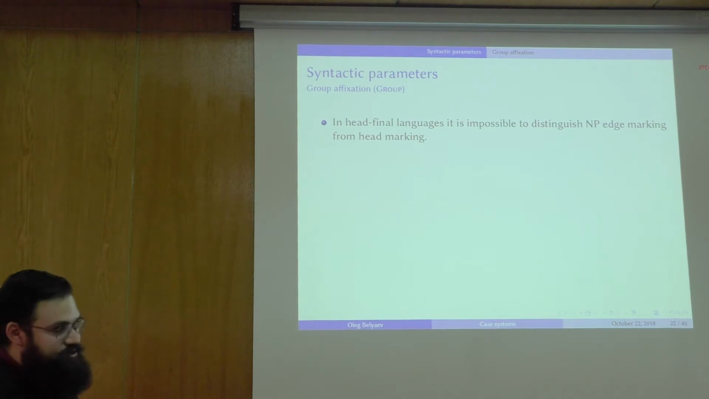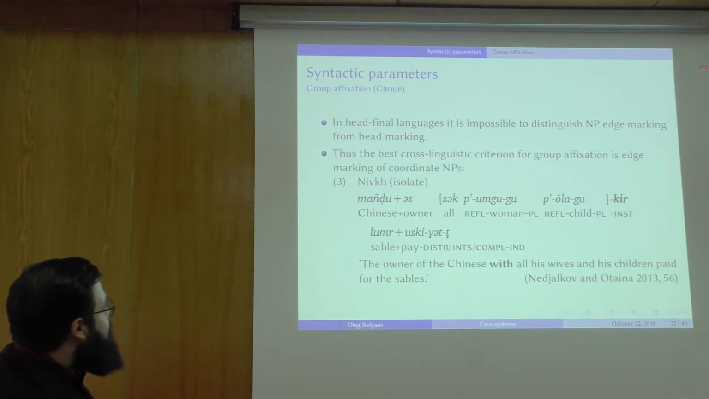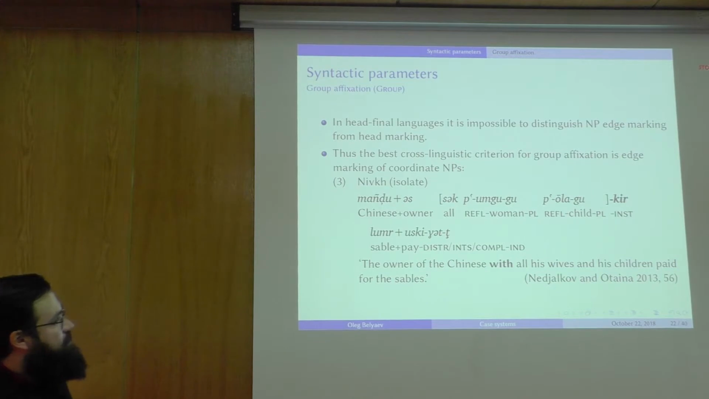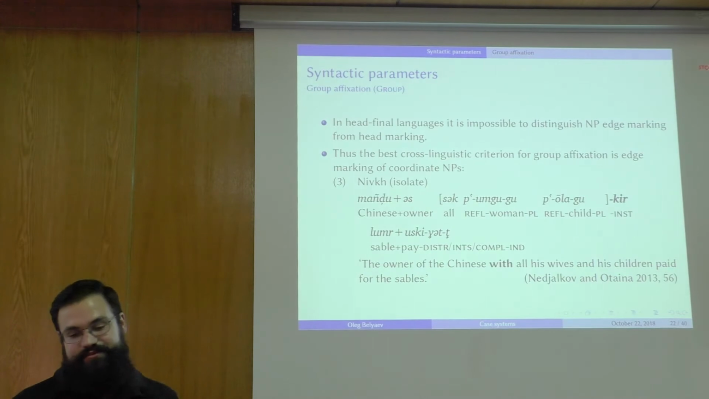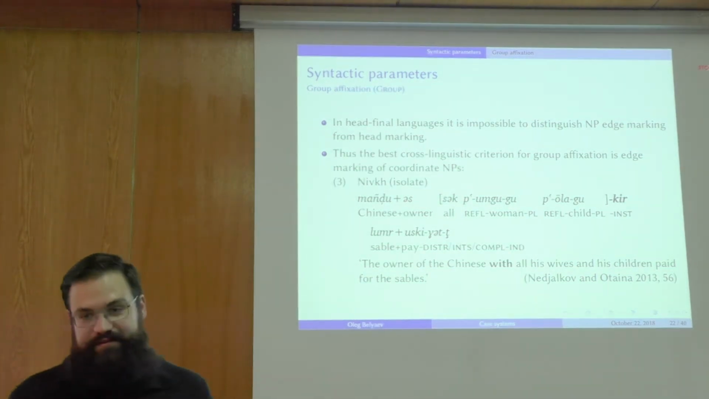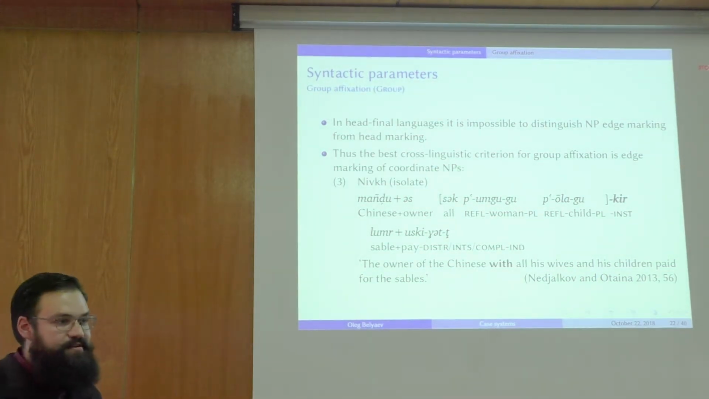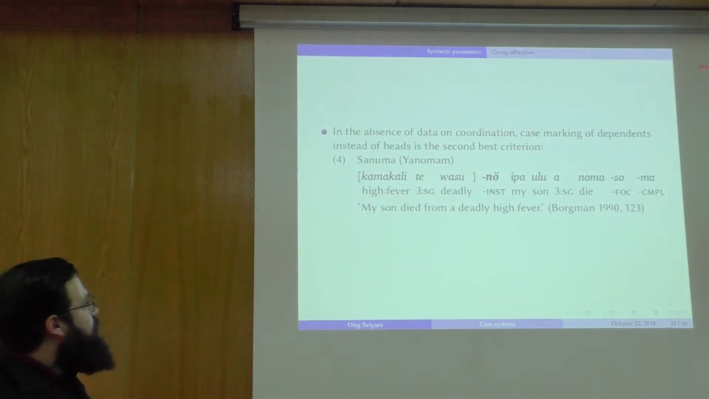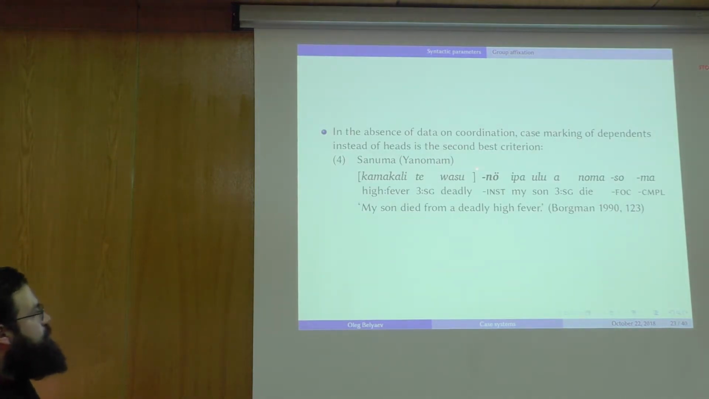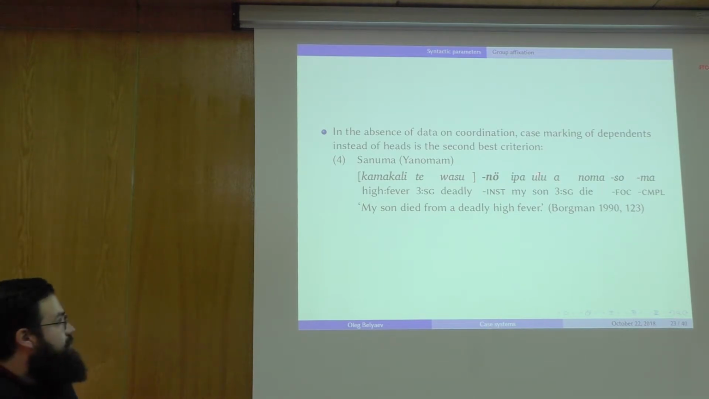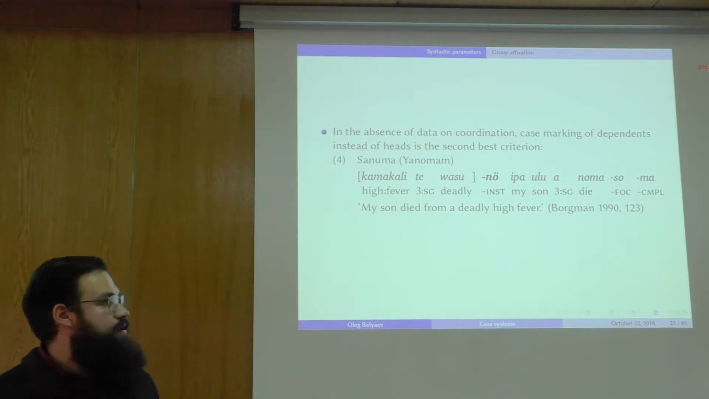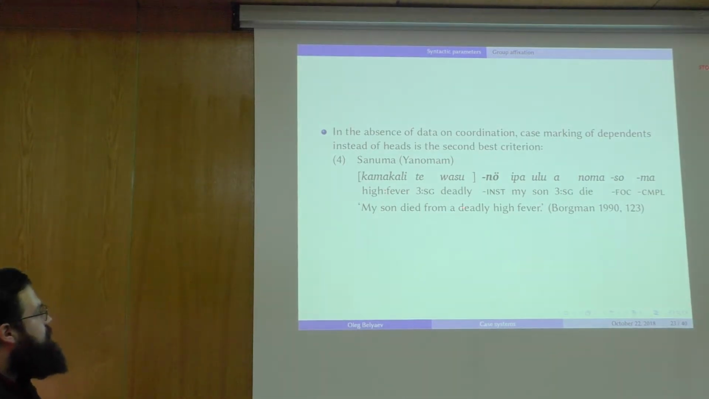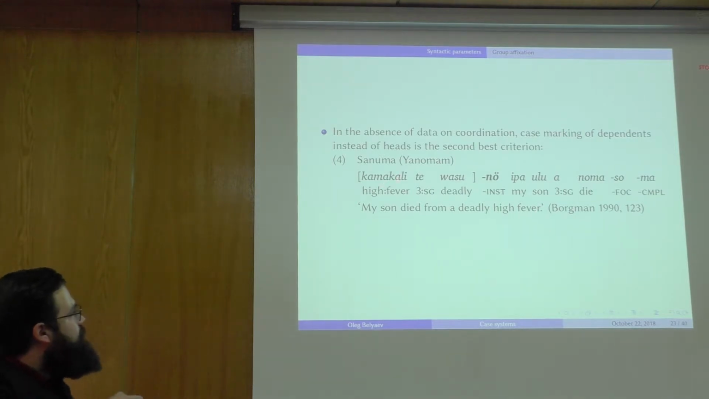As for the syntactic parameters with which I look at the correlation, for group marking I consider the main diagnostic group marking under coordination. If we have coordinate phrases and the case marker occurs only on the last conjunct or the first conjunct, it doesn't matter, then we assign the feature group. If not, then it's not a group marker. If there is no such data, I also treat data where the case suffix moves to the last non-head dependent as a diagnostic for group marking. Like in this case, my son died from a deadly high fever. The high fever is the head, deadly is the adjunct, but the case marker attaches to the whole phrase.